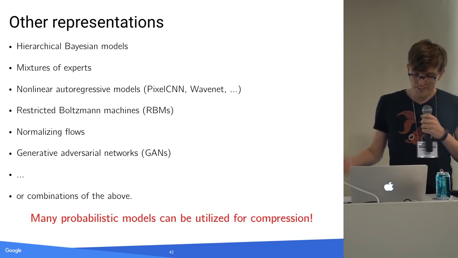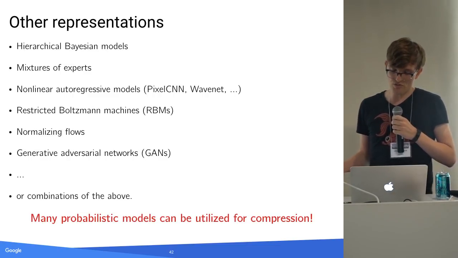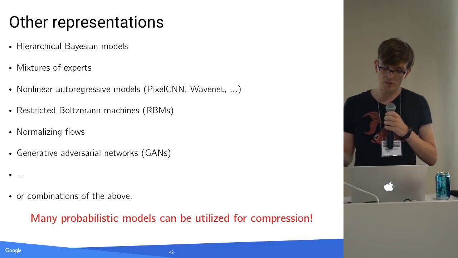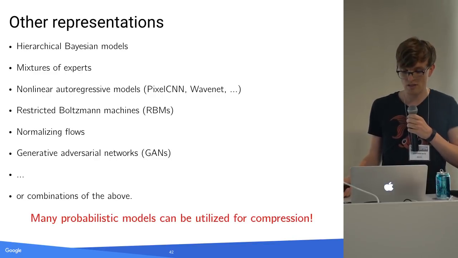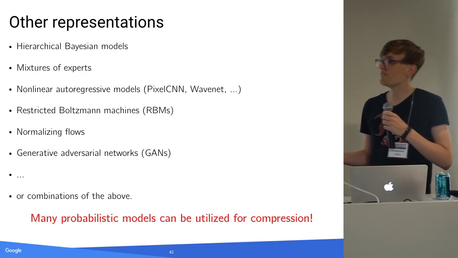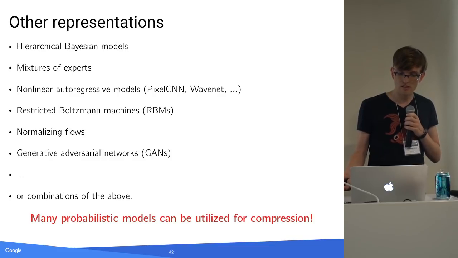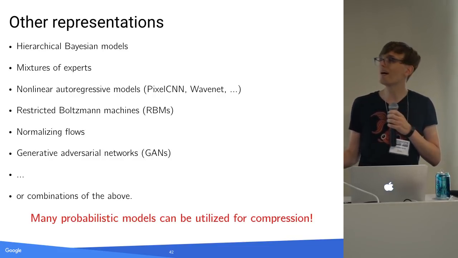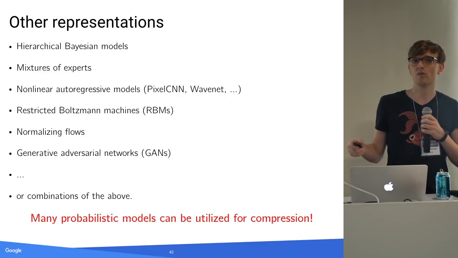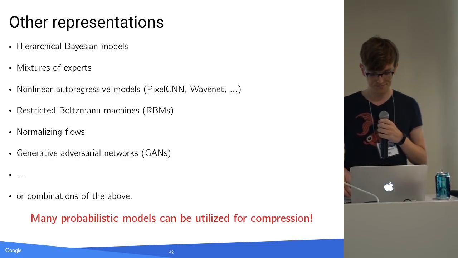So we've already seen this morning that there are many other probabilistic representations, and you could use many of those in the same way or in other ways to construct compression models. We've seen the mixtures of experts, we've seen RBMs, we've seen GANs, for instance, and a lot of these models can even be combined. So it's very interesting to look into this space and see what kind of other models could be used to inspire new compression methods.